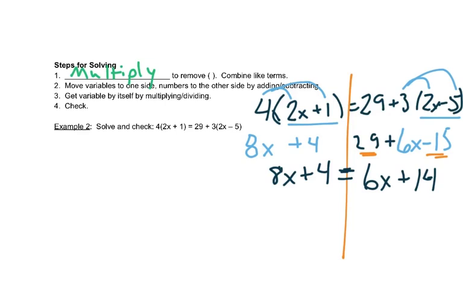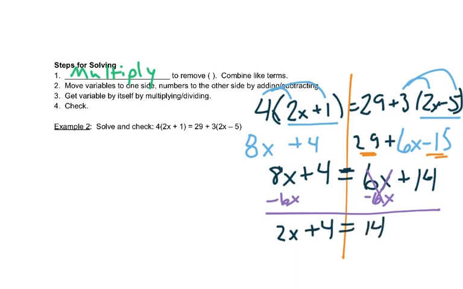Now I'm going to move my letters to the left, so I will subtract 6x from both sides. And that cancels this out over here and leaves me with 2x plus 4 equals 14. Then I would subtract 4 from both sides. That cancels the 4 over here. Notice I'm moving the numbers to the opposite side. I move my letters to the left. The x is to the left, which means I need to move anything without an x to the right. So it gives me 10.